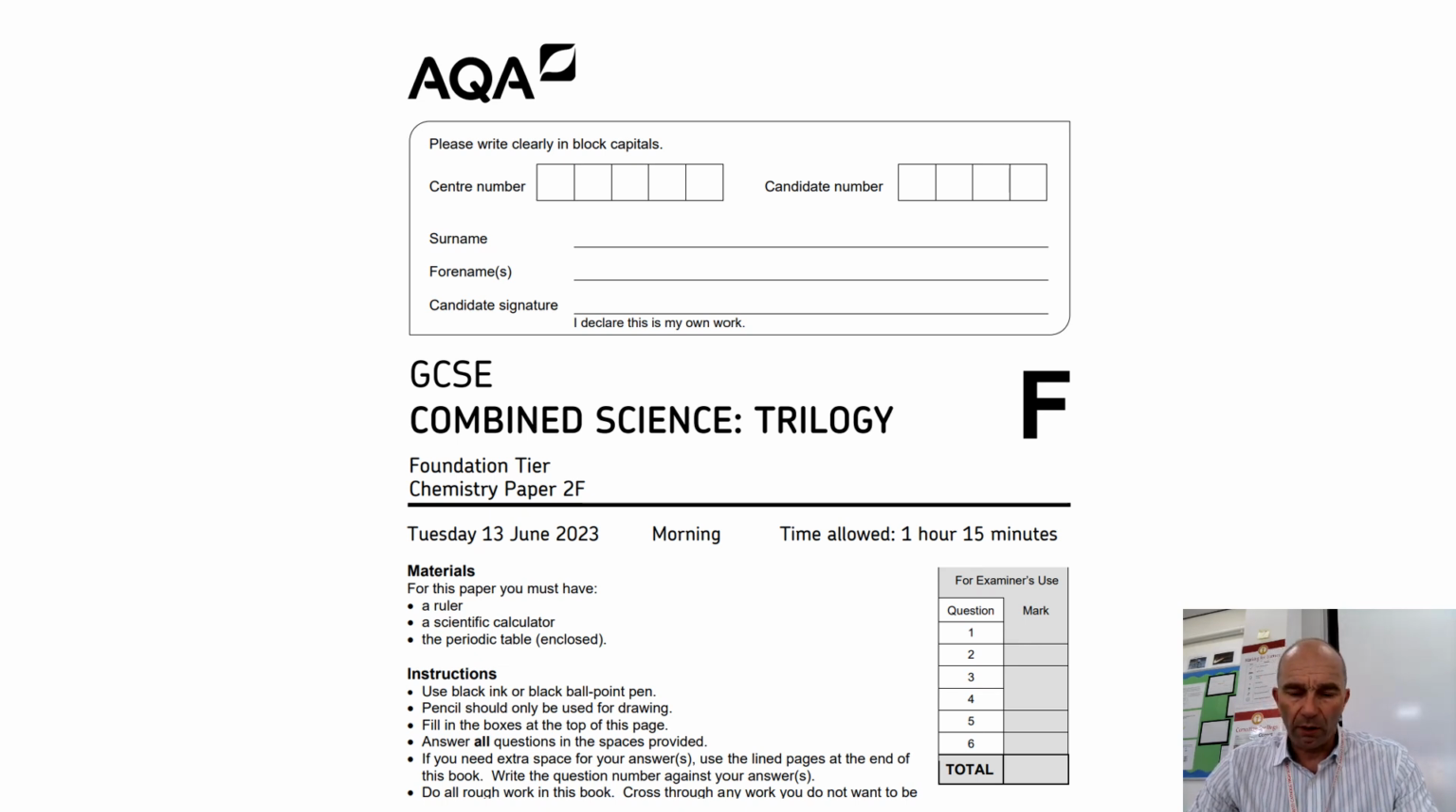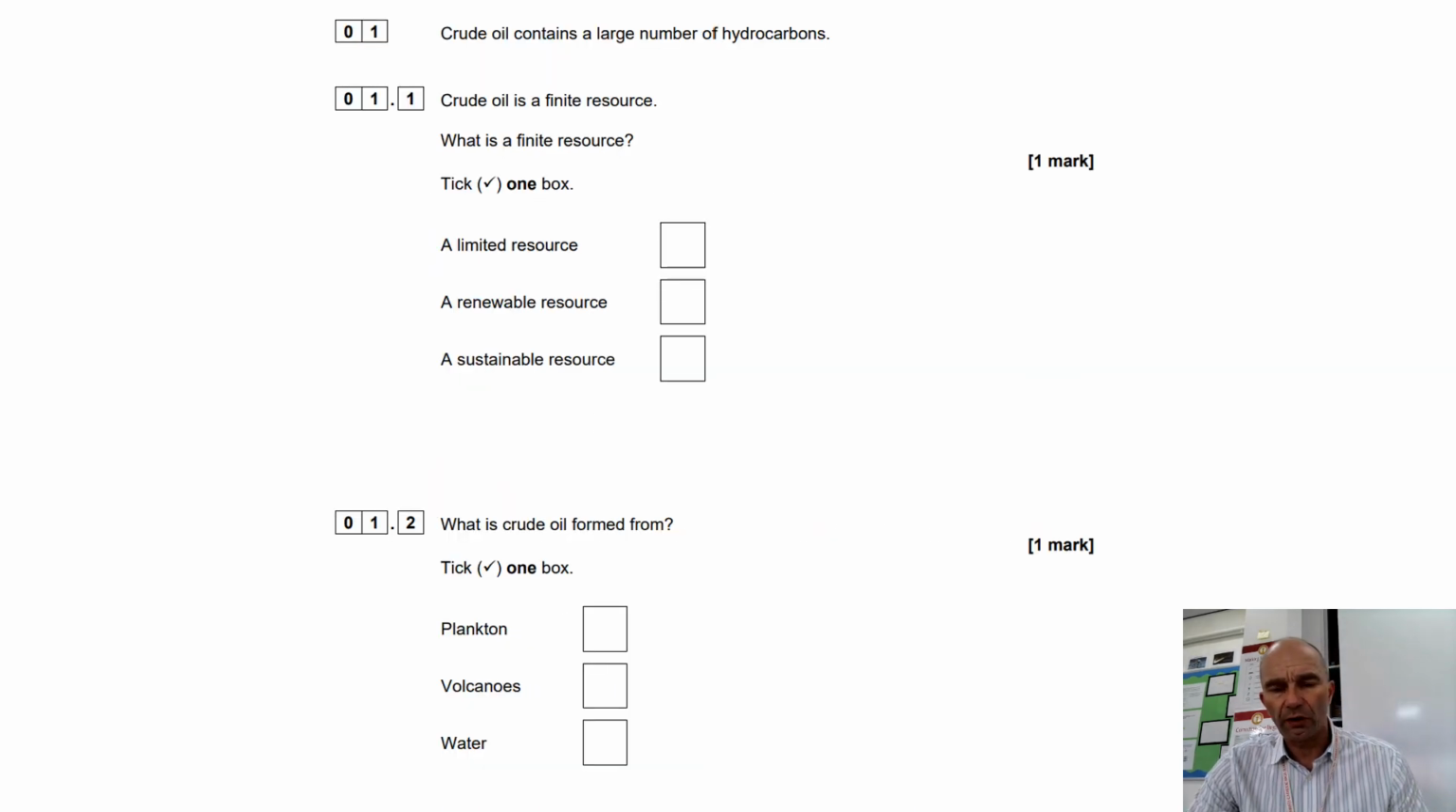Welcome to the walkthrough of the 2023 GCSE Combined Science Trilogy Chemistry Paper 2, and we're looking at the foundation tier today. So the first question is all about crude oil, and it says it contains a large number of hydrocarbons. So 1.1, crude oil is a finite resource. What is a finite resource?